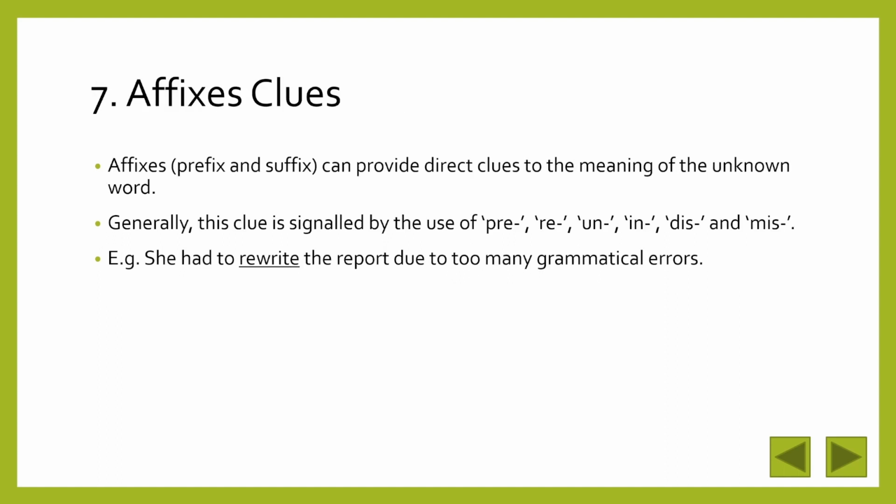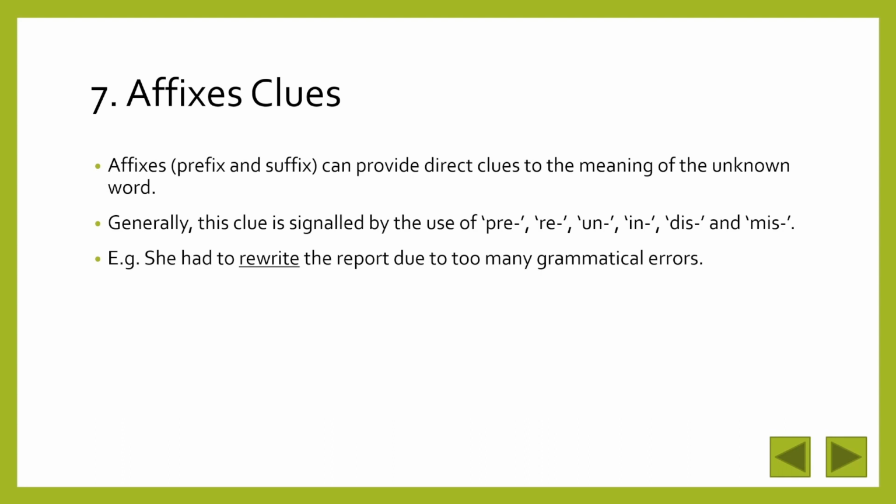And then affixes clues. Affixes such as prefix and suffix can provide direct clues to the meaning of the unknown word. Generally, this clue is signaled by the use of pre, re, un, in, dis, and mis. For example, she had to rewrite the report due to many grammatical errors.